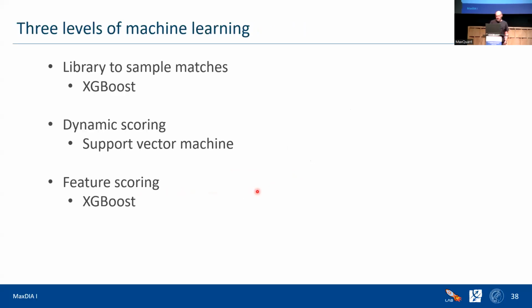So let me just summarize what this is again. Now in the version, we have three levels of machine learning. The first one is the one that we discussed at length, which is the rescoring of the library to sample matches. That was this 100-dimensional feature space that we saw, and this is using XGBoost. And the most important improvement is actually this dynamic scoring, which is done with a support vector machine at the moment.